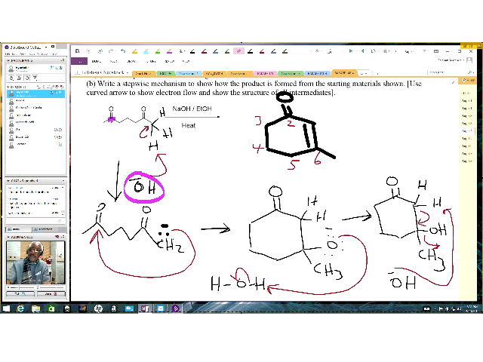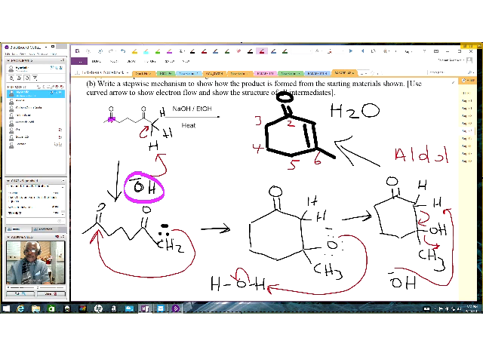That is how you form this here. Okay, so that is the reaction mechanism for the aldol condensation. That simple. Okay, the first product you form is what we call an aldol. Right here is what we call an aldol.